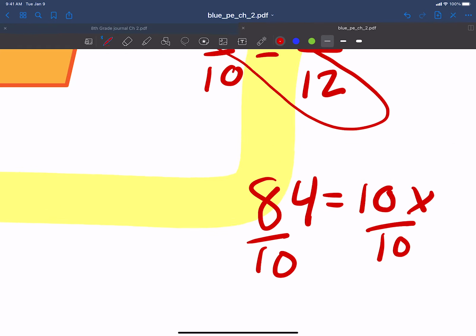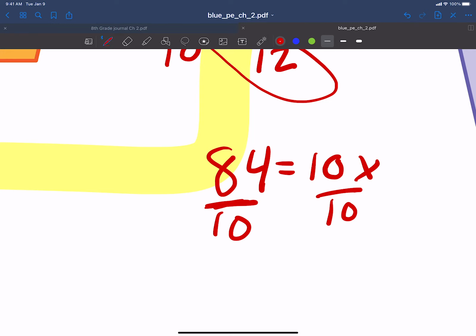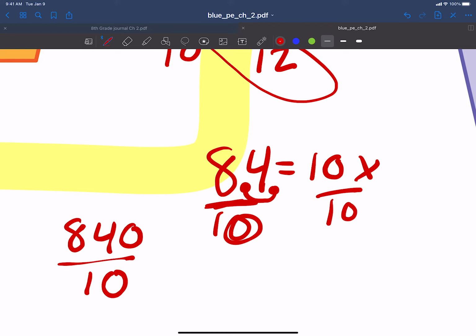Well, see, I know a trick. If you're ever dividing by a 10, how many zeros are in that 10? 1. Which means you're going to move your decimal 1 space to the left. It's just a trick. If this was 840 divided by 10, then you just take the 0 off, it'd be 84, right?